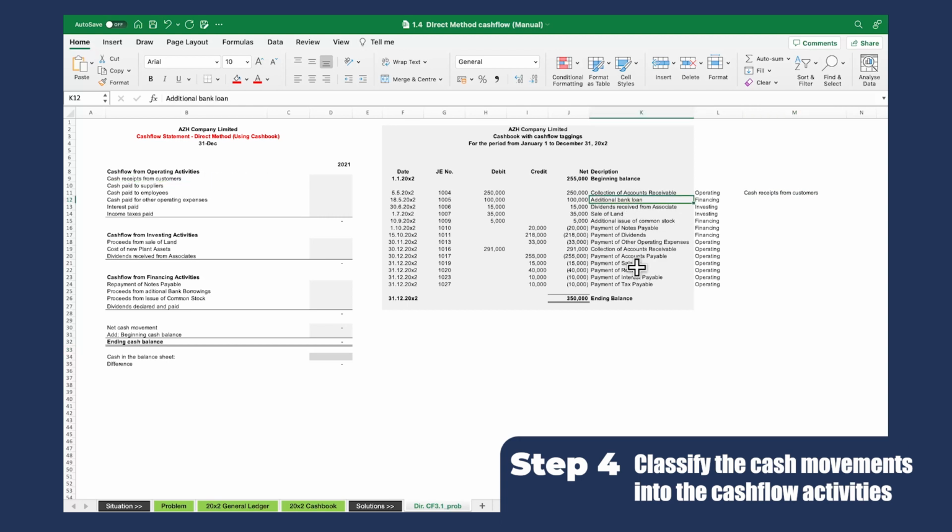For additional bank loan, it is a financing activity. So let's see. Proceeds from additional bank borrowings. So just copy, paste here like this. Dividends received from associate is an investing activity, which is already here. Sale of land, an investing activity, here, proceeds from sale of land. Additional issue of common stock, it is a financing activity, so proceeds from issue of common stock. Just copy paste them in the next section. So this is the subcategory.